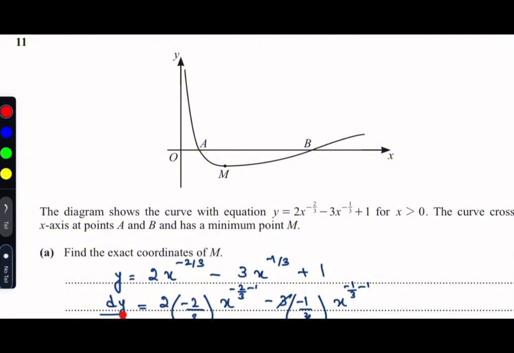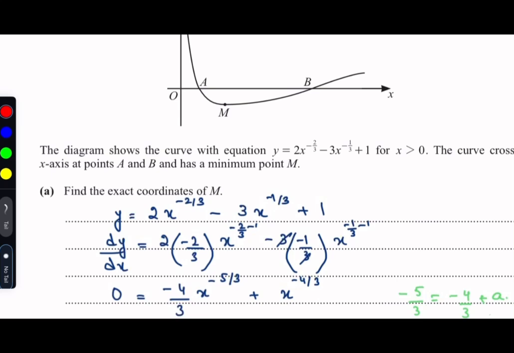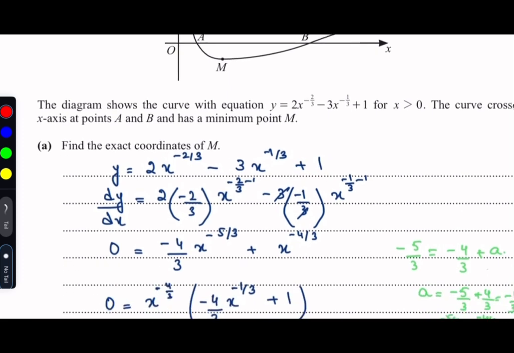The differential dy by dx should be equal to 2 times negative 2 by 3 x to the power minus 2 by 3 minus 1, minus 3 times minus 1 by 3 x to the power minus 1 by 3 minus 1. The positive 1 gets eliminated in differentiation. So dy by dx should be 0, because we are concerned about the minimum point here. So it's a 0 value here.